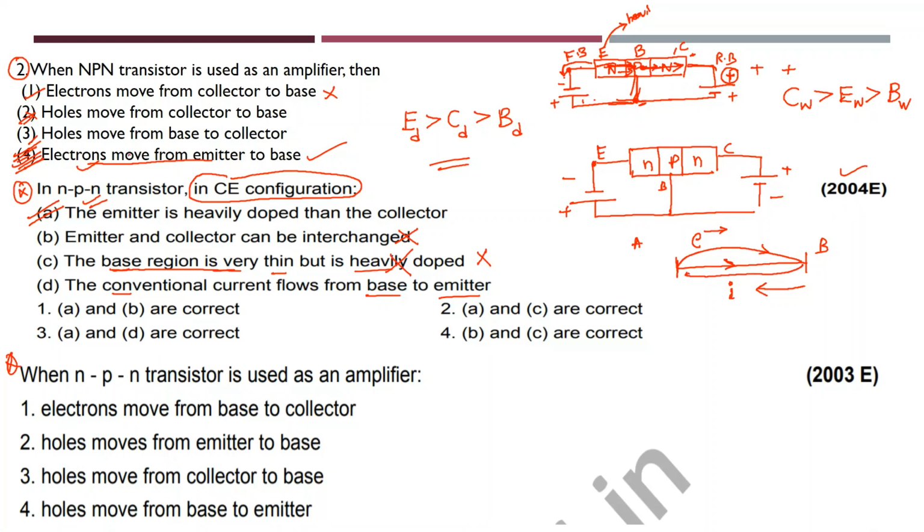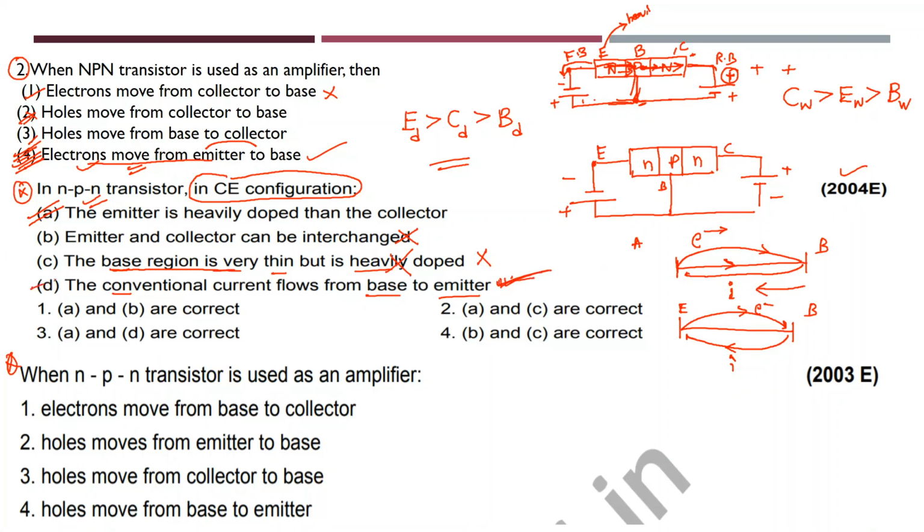So what I said here, we said that electron moves from emitter to base. Suppose this is emitter, this is base. Now electrons are moving from emitter to base. What does it represent? Current will flow from base to emitter region. Conventional flow of current is from base to emitter region. So this option is right. Please do watch this video two or three times. You will understand this thing.